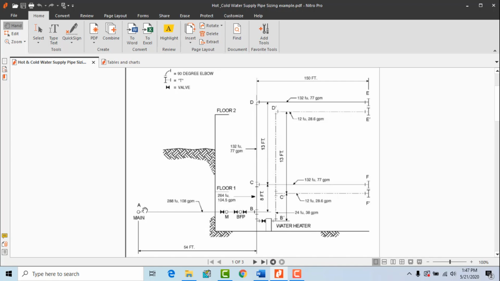And here at the street main we have a 2-inch corporation cock, and the pressure loss through that cock we can get from the supplier. And the minimum pressure available at the street main is 55 psi. This value you can get from the local water authorities in your location.